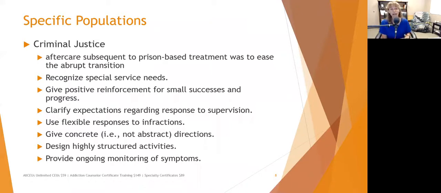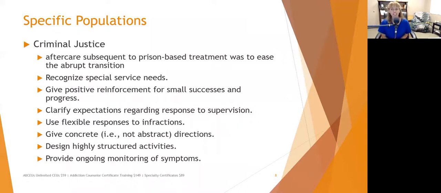We need to recognize that life goes on outside of those prison walls for everybody else. So when the person is released from jail or prison, we need to recognize that there's going to be a huge accommodation period, and their girlfriends may have up and left, their kids may be 8 years older, and that's a lot to adjust to. So we do need to help them with family counseling. We do need to help them with reintegration. We need to give positive reinforcement for small successes and progress. Well, that's true for everybody.